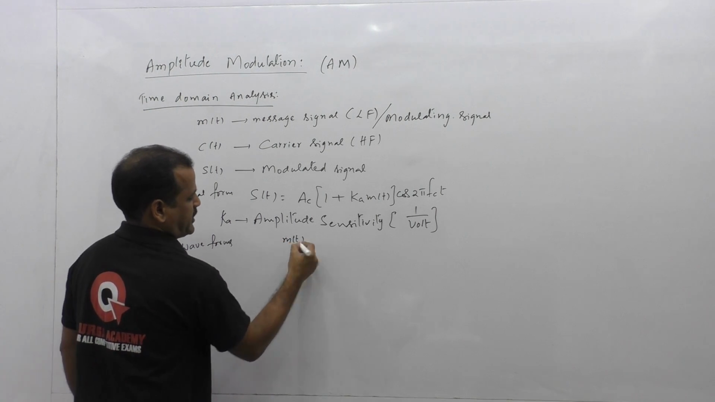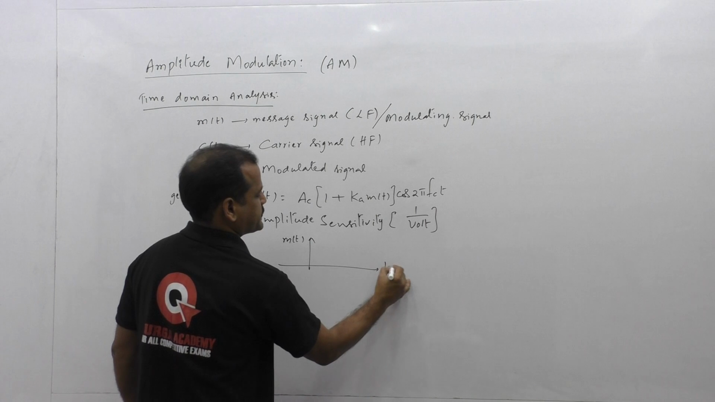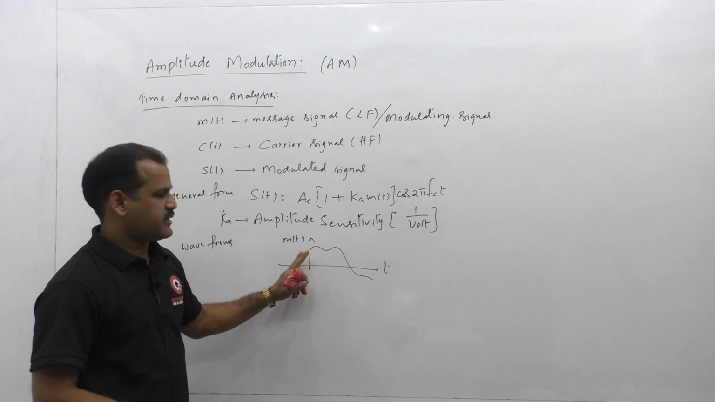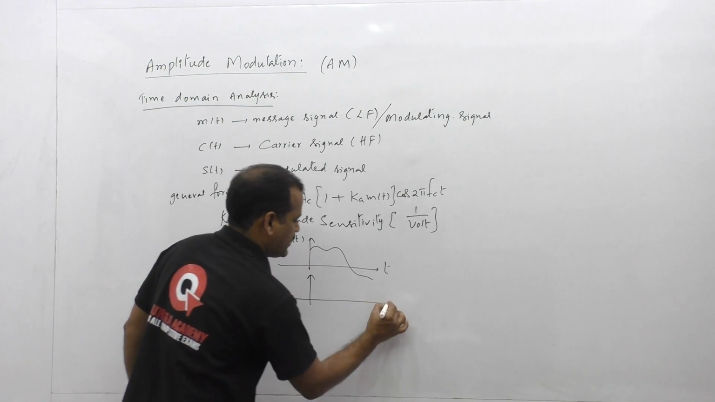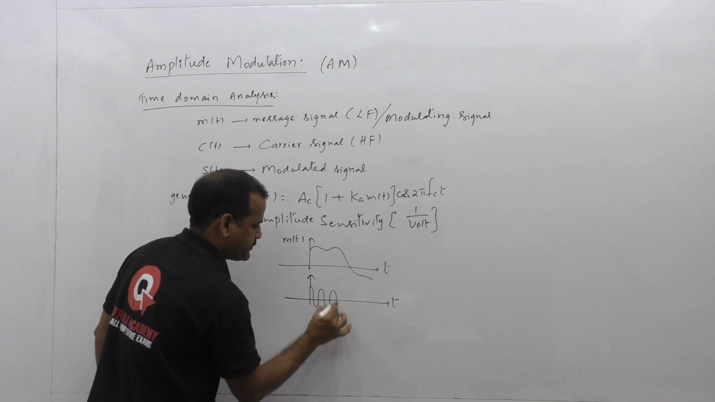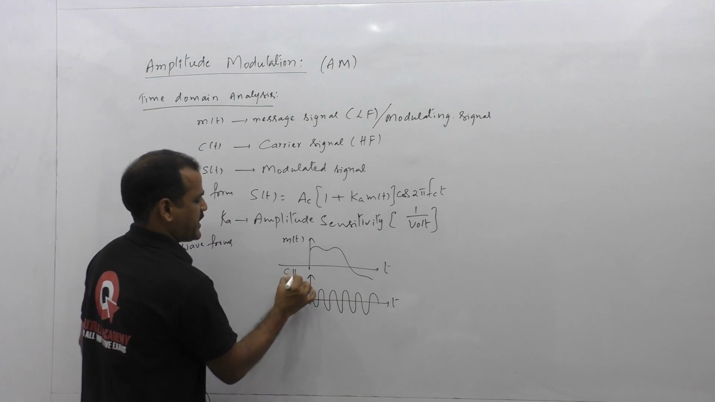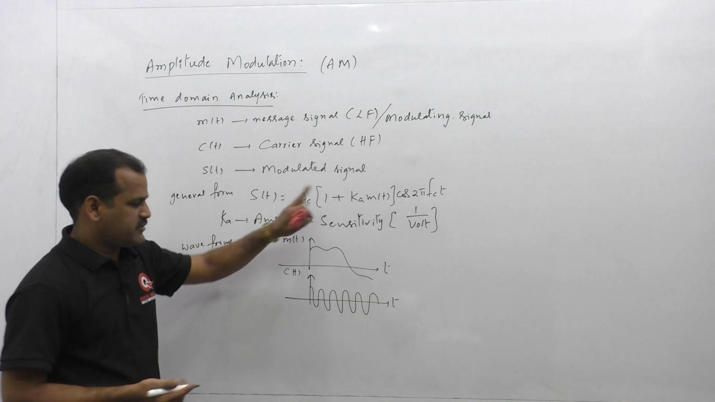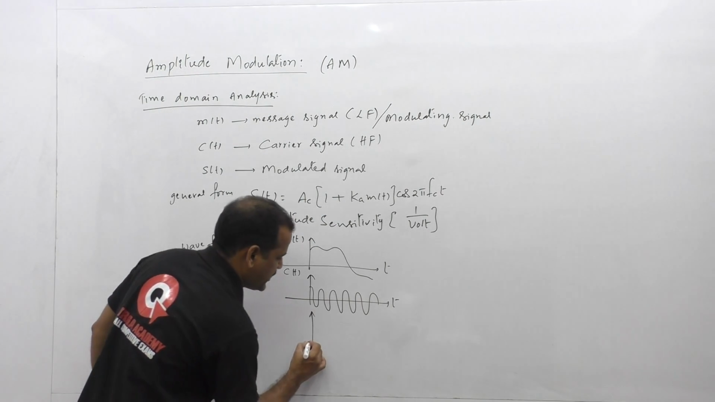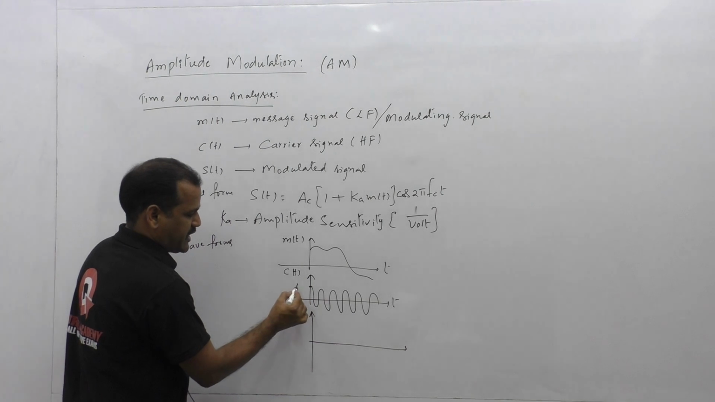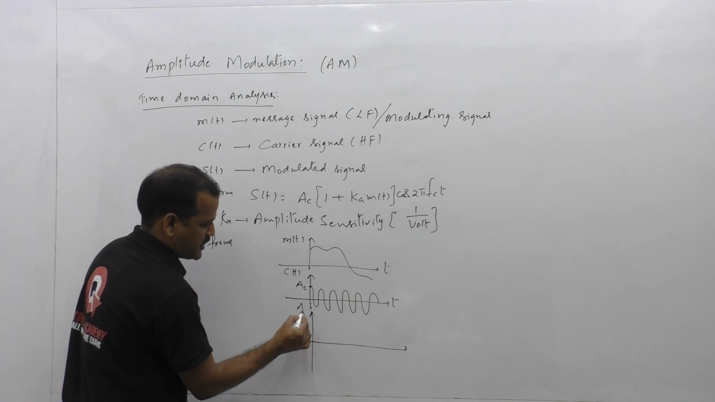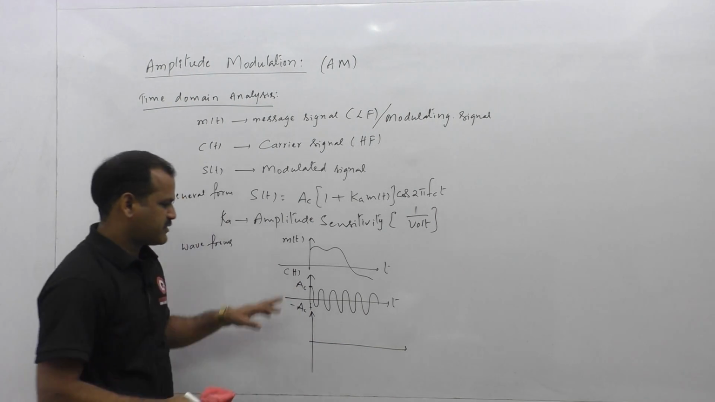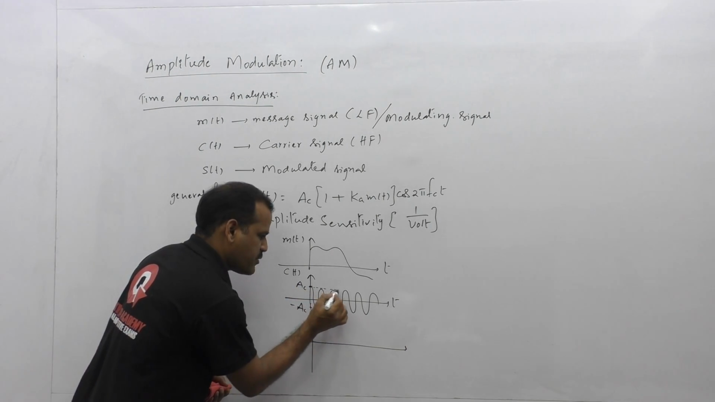let us take m of t, the message signal, an arbitrary signal which has a shape something like this. I am considering one arbitrary message signal here. This is the carrier signal, which is a high frequency sinusoidal signal. This is the carrier signal I am considering. So in this time domain analysis, we can plot the amplitude modulated signal like this. As per the definition, the amplitude of the carrier signal is constant before modulation. Observe that Ac is the amplitude and minus Ac is the negative side amplitude of this carrier signal. So the signal amplitude is constant before modulation.